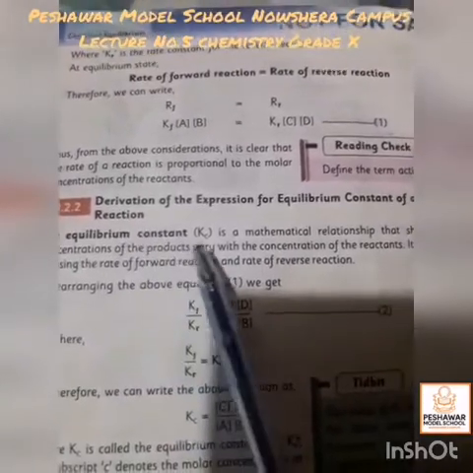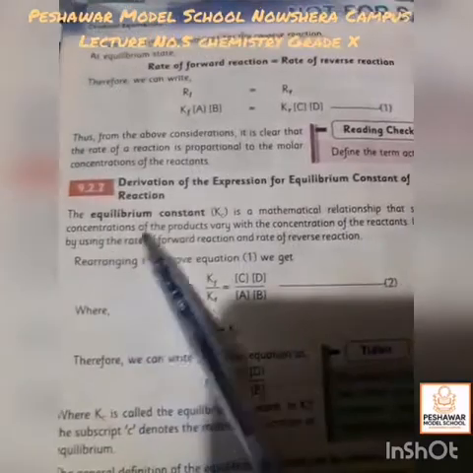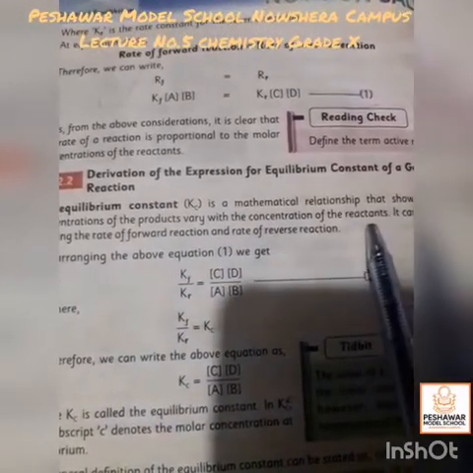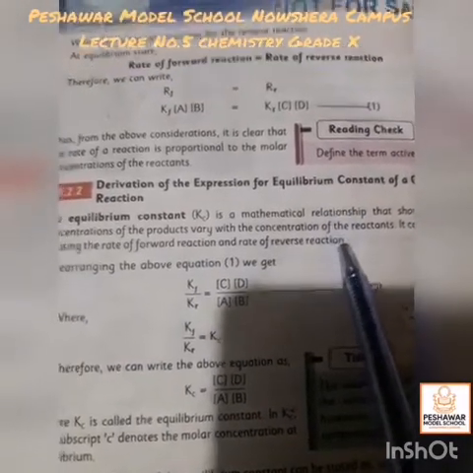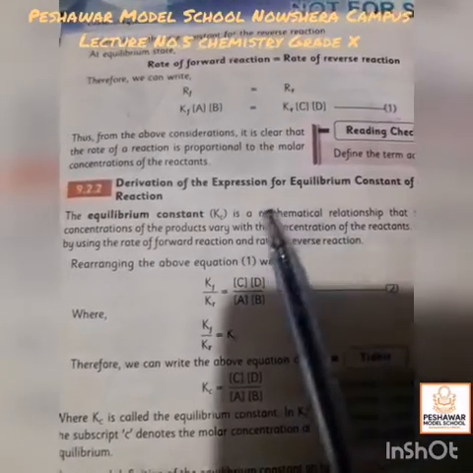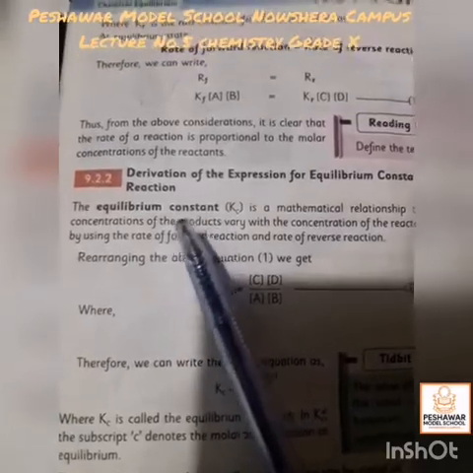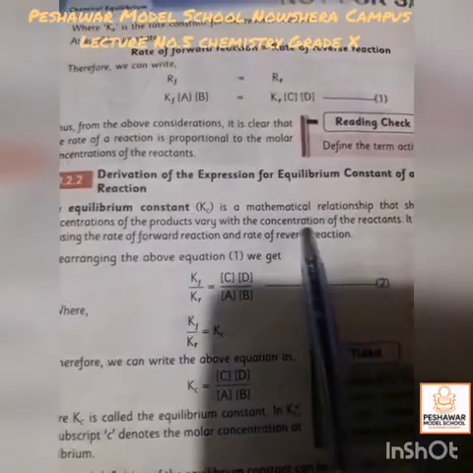The equilibrium constant Kc is a mathematical relationship that shows how the concentration of the products varies with the concentration of the reactants. What does it mean by this relationship? This relationship shows that if the concentration of reactants is higher, automatically the concentration of the product will be higher, and if the concentration of products is more, the concentration of reactants will also be more.